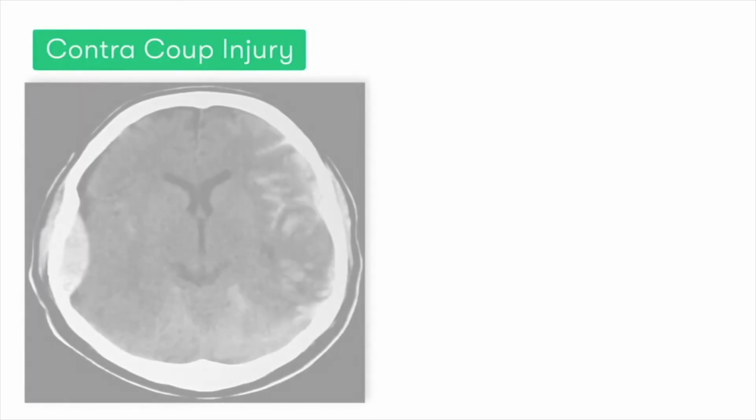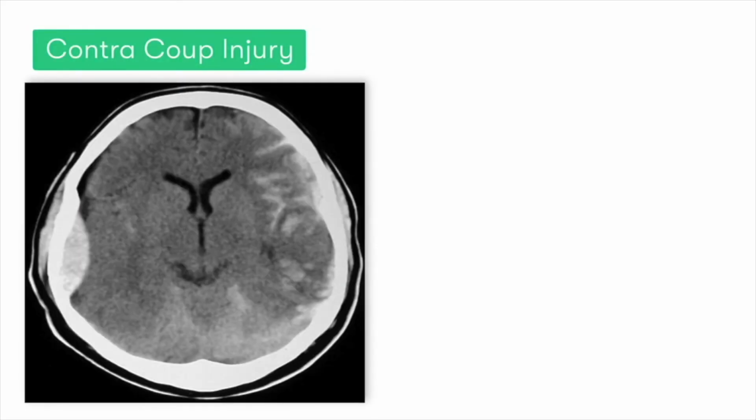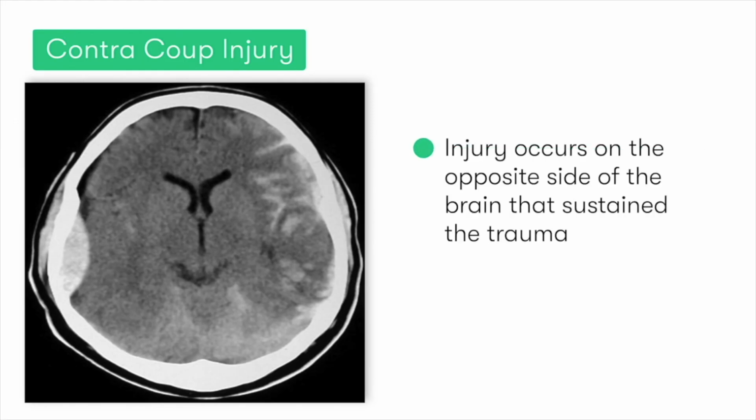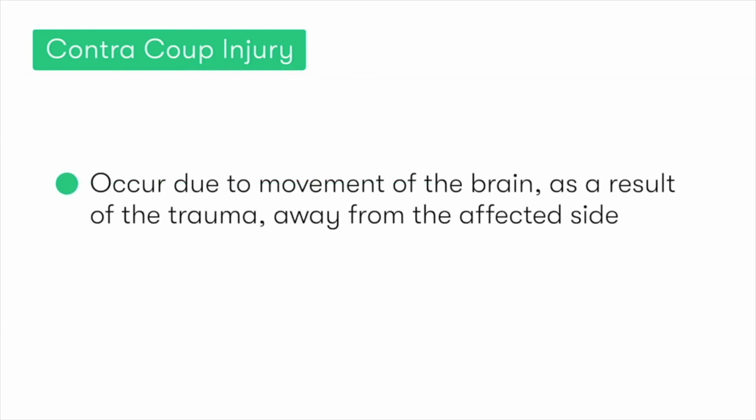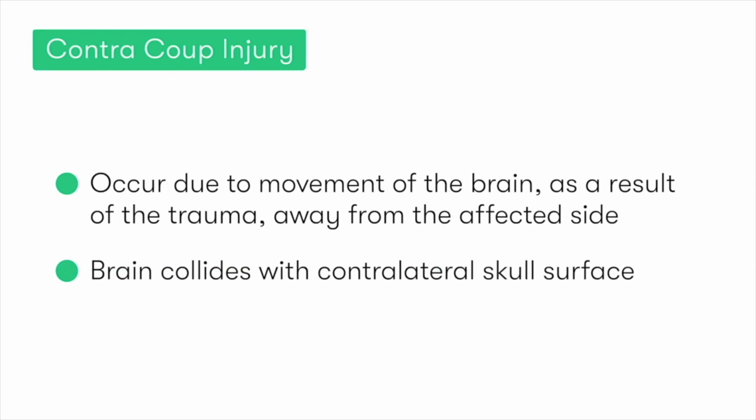On this CT image, we can also see another phenomenon of traumatic brain injury, which is the contre-coup injury. This is essentially when we get an injury on the opposite side of the brain to that which sustained the initial trauma. And in this case, we can see that the contre-coup injury has resulted in a contusion. Contre-coup injuries are important things to look for, and they occur when the force of the trauma results in the sudden movement of the brain away from the affected side, and the brain then collides with the contralateral skull surface, resulting in the injury.